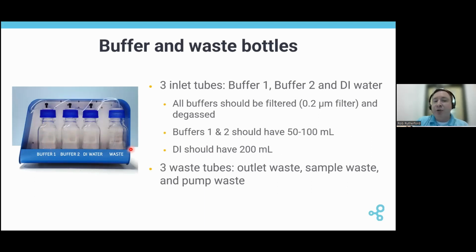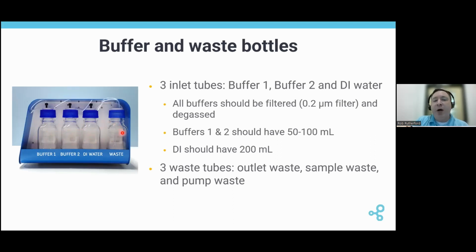Why would you consider using 2 different buffers? If you have components of a buffer that will interfere with a ligand immobilization, then we would recommend making up buffer bottle number 1 without those components, buffer number 2 with those components. And then you would switch between them after your ligand immobilization. The DI water bottle, you can keep water in here. We recommend usually about 200 mLs or so. It can help with cleaning. It can help with putting the instrument in standby using water. So it's nice just to keep some water in this when you're running your test.